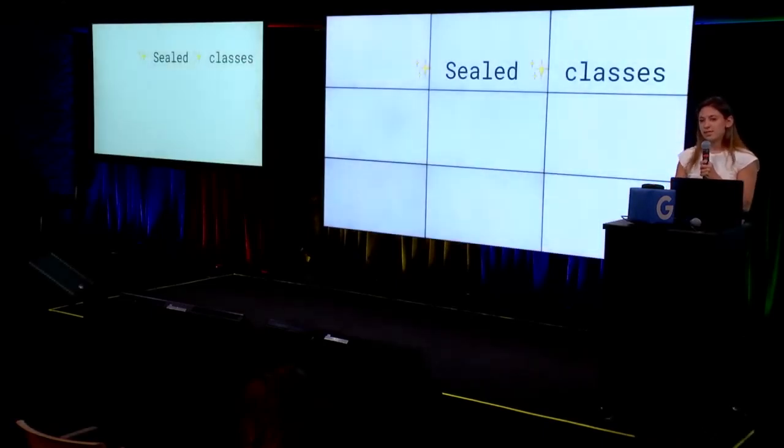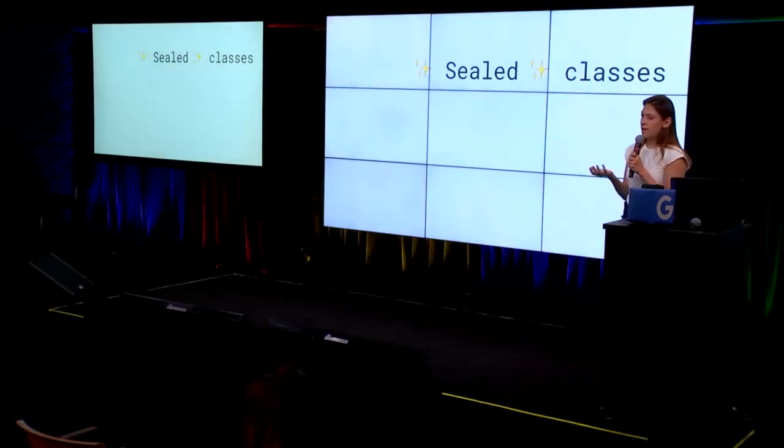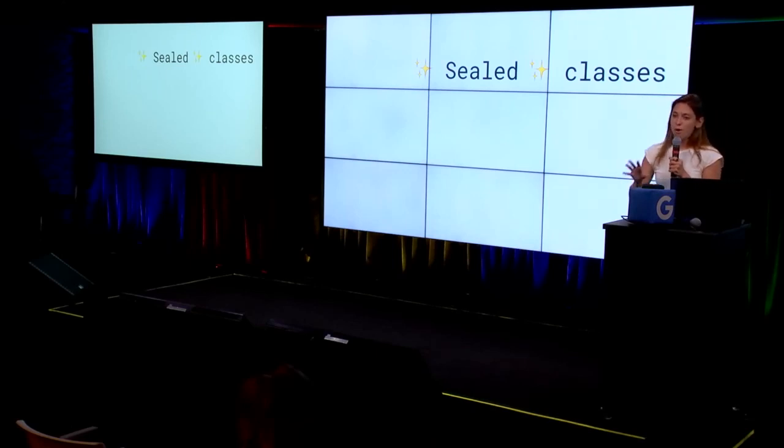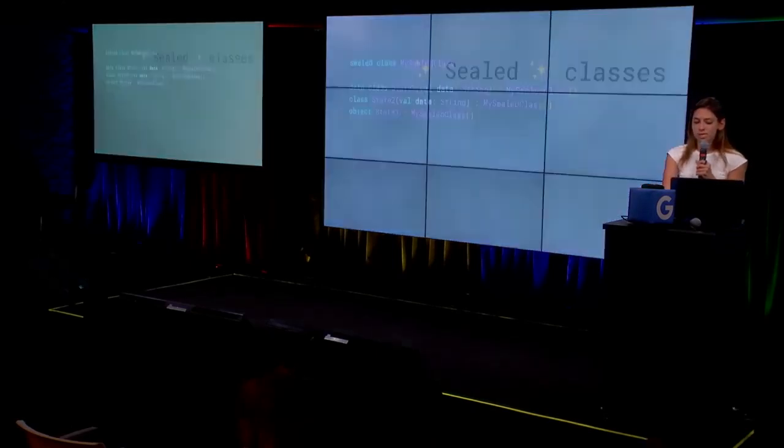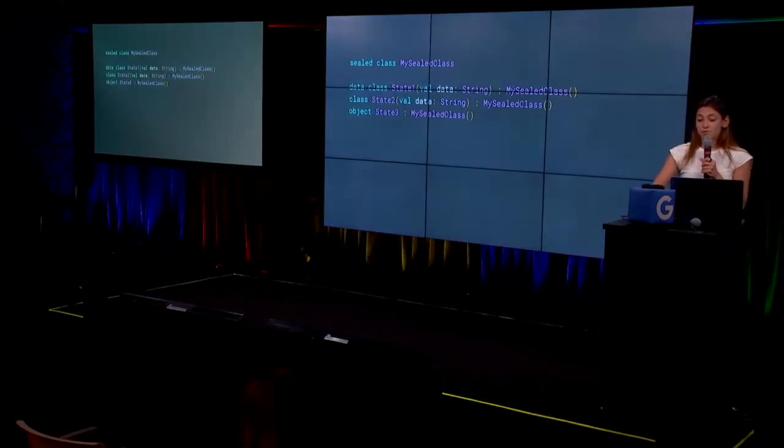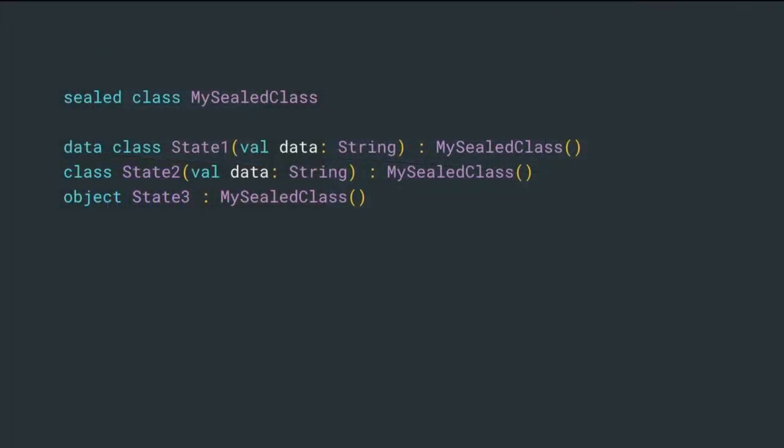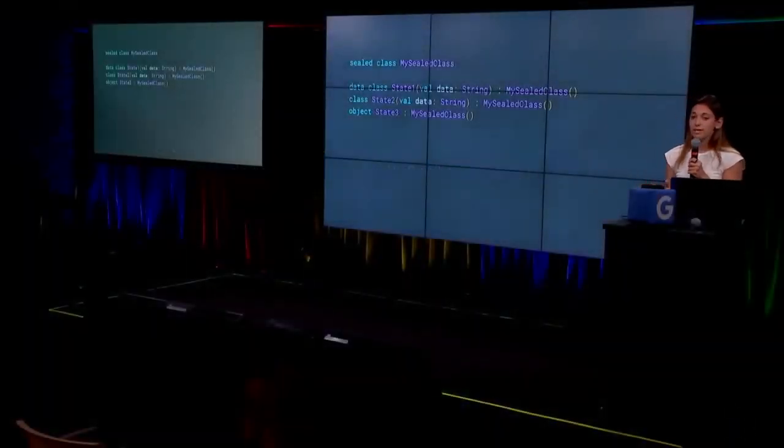So sealed classes feel something like magic, right? The compiler just magically knows that these are the only options that we've defined. Subclasses of sealed classes don't necessarily need to be nested. They just need to be defined in the same file. So for example, in my sealed class, I can have a data class, a class, an object. We can have any type of sealed class. And they also accept hierarchies, so you can have a sealed class that extends another sealed class.